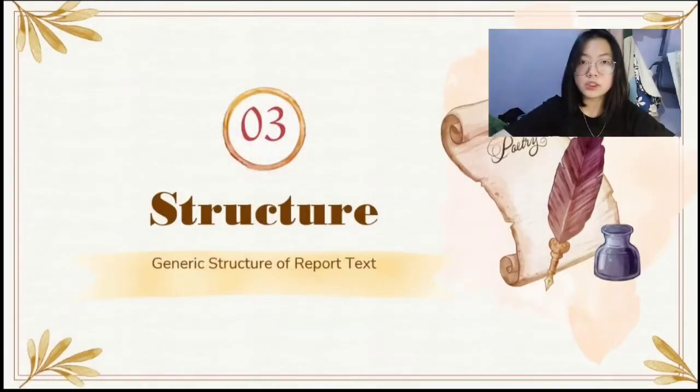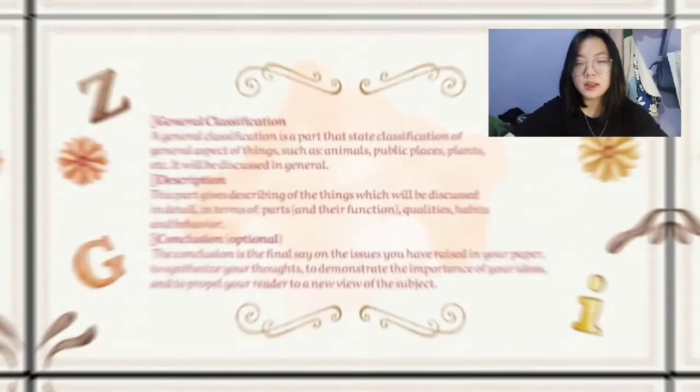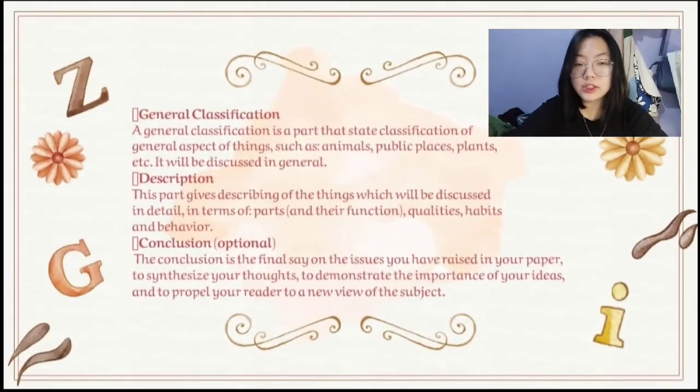Next, we will talk about the general structure of a report text. A. General classification. A general classification is a part that states classification of general aspects of things, such as animals, public places, plants, etc. It will be discussed in general. B. Description. This part gives description of the things which will be discussed in detail, in terms of parts and their function, qualities, habits, and behavior.